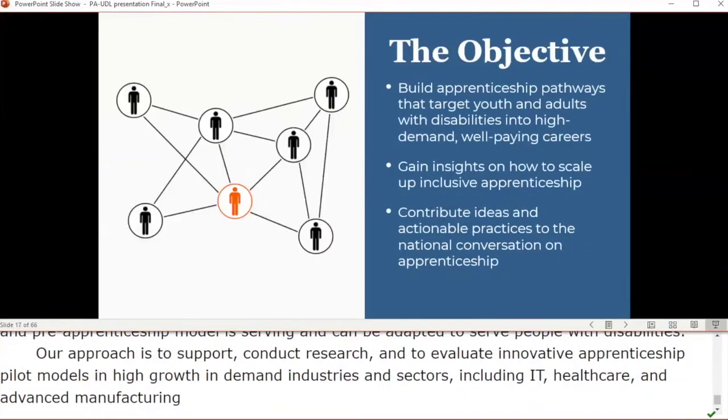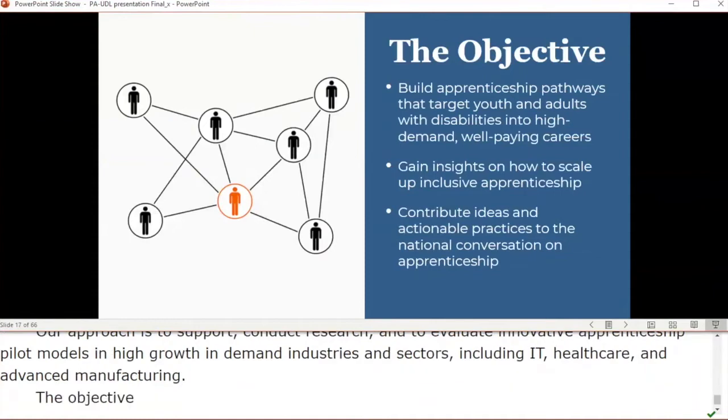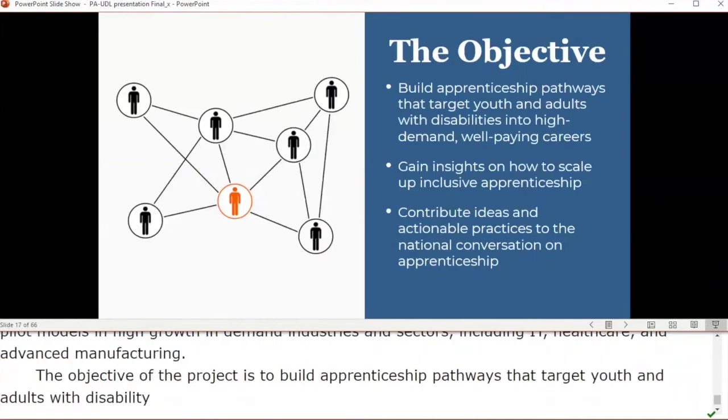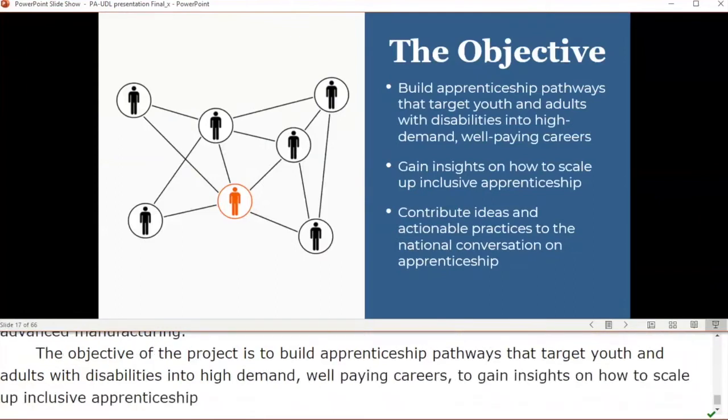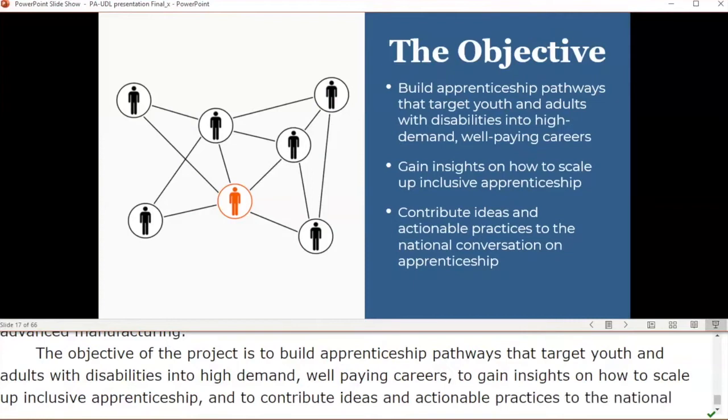The objective of the project is to build apprenticeship pathways that target youth and adults with disabilities into high-demand, well-paying careers, to gain insights on how to scale up inclusive apprenticeship, and to contribute ideas and actionable practices to the national conversation on apprenticeship.